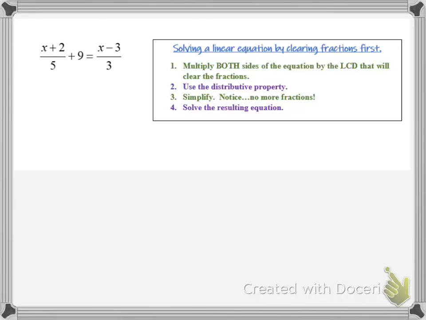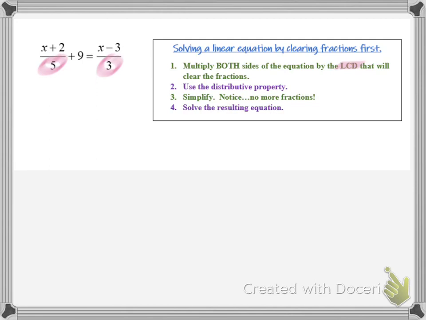In this problem, we are going to look at how we solve a linear equation by clearing fractions first. You can see we have 4 steps to follow. The first step is to multiply both sides of the equation by the lowest common denominator that will clear the fractions. In my equation, I have 2 fractions.